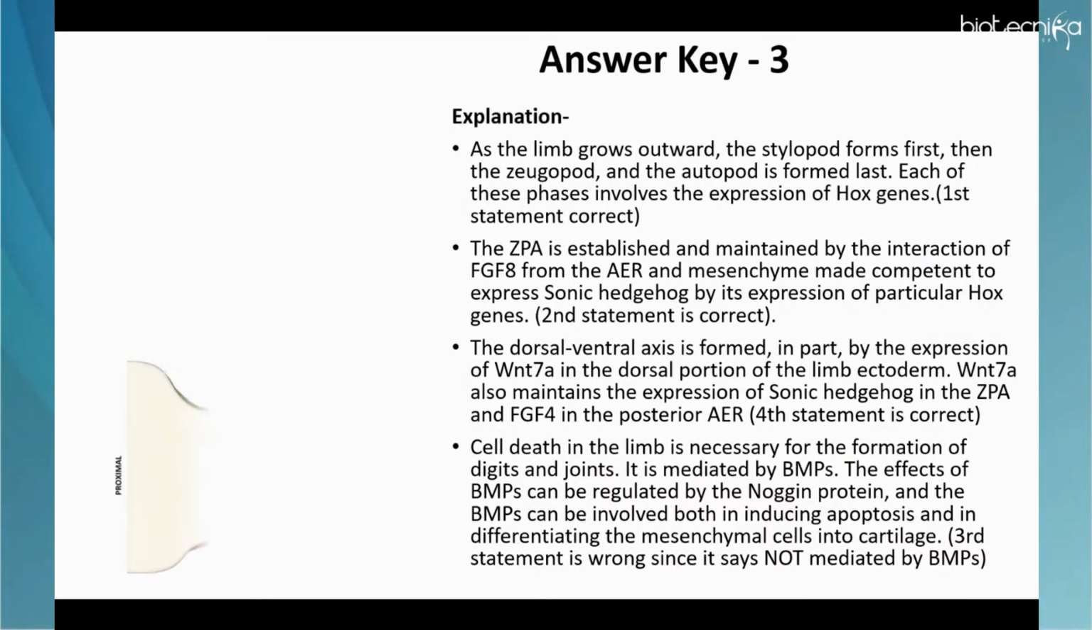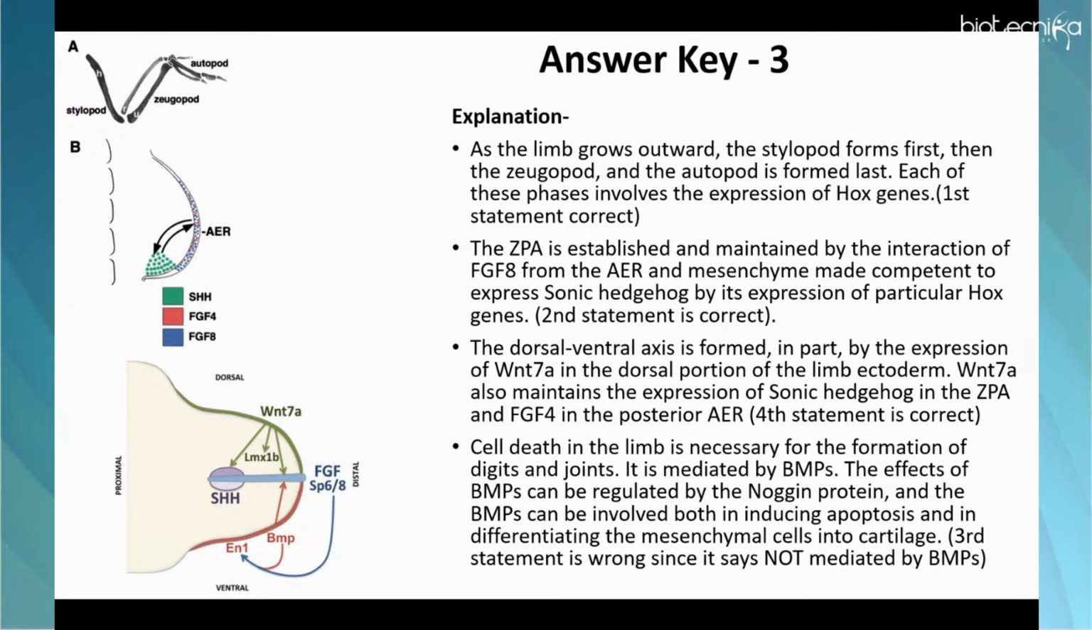It is option 3. So as I mentioned, you have this stylopod, zeugopod, and autopod. You can see this is the body axis, and from here the limb is extending. The part closest to the body is the stylopod. So obviously that part will form first because the limb extends in the proximal to distal direction. Proximal areas form first and distal areas at the end. So after stylopod you have zeugopod, and then the end areas are called autopod. So as the limb grows outward, the stylopod forms first, then the zeugopod, and then the autopod is formed last.